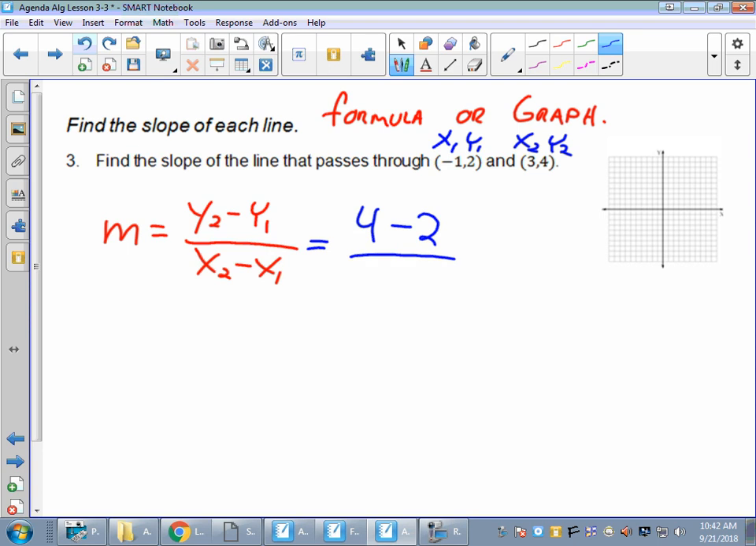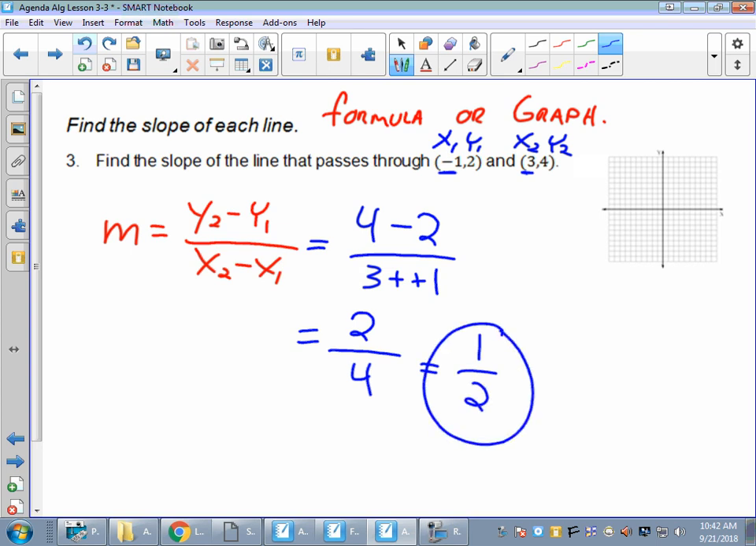And now I'm going to put the x's. So my x2 is 3, and my x1 is -1. Now I've got to be careful here because it's 3 minus -1. So remember, we know how to change these two negatives into a positive. So be careful with your negatives here. Those are important. So now as we continue along, 4 minus 2 is going to be 2. And 3 minus -1 ends up being plus 1, so it's 4. So that's 2 over 4. We're never going to leave it as 2 over 4 because we know that can reduce to 1/2. So our slope would be 1/2.